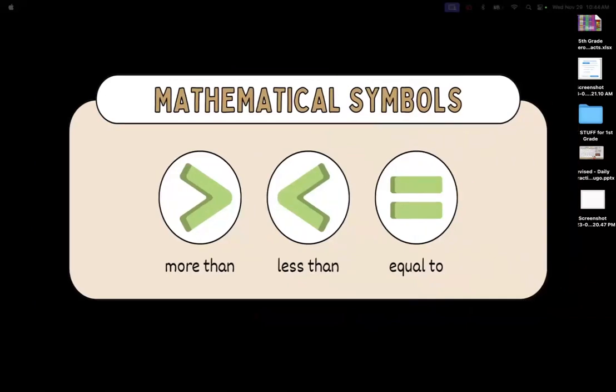Now, I want you to be thinking, with more than and less than, the alligator eats the bigger number. So he goes, nom, nom, nom, nom. He goes after the bigger number, okay? And then the equal sign kind of stays the same.